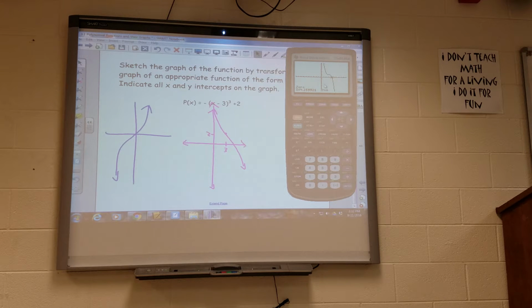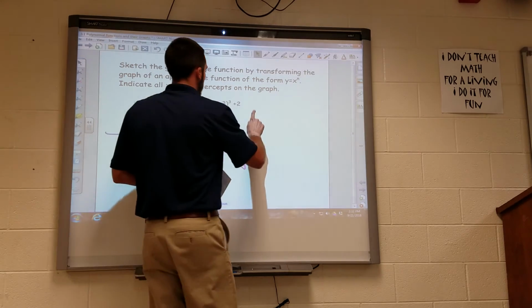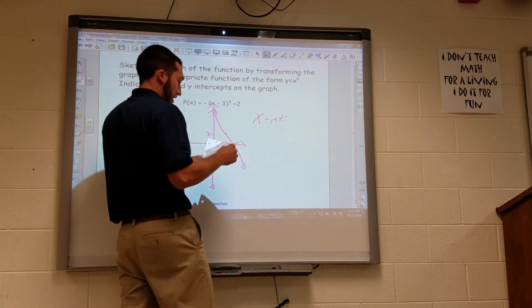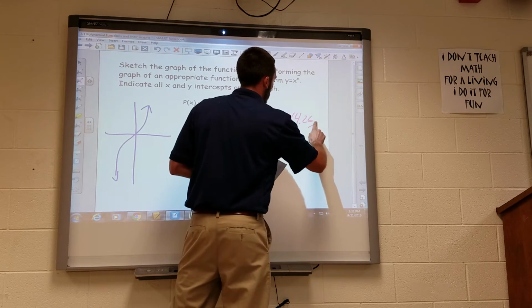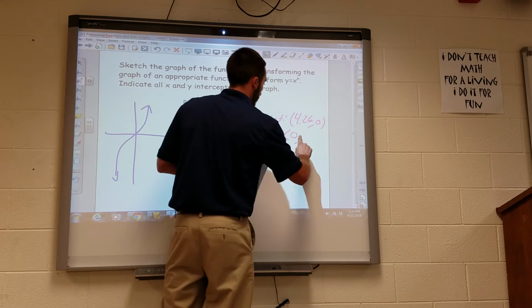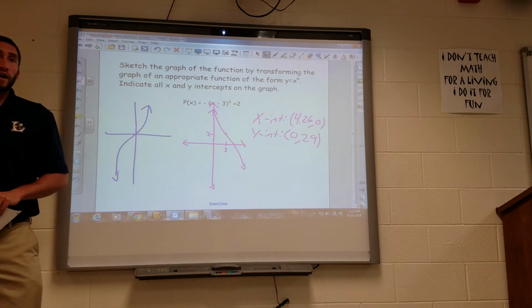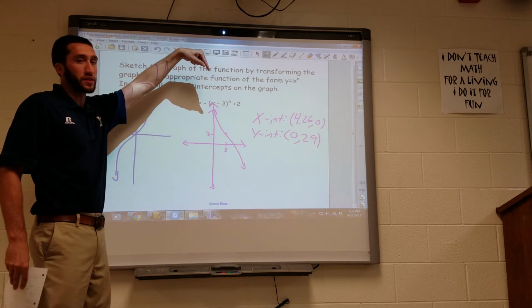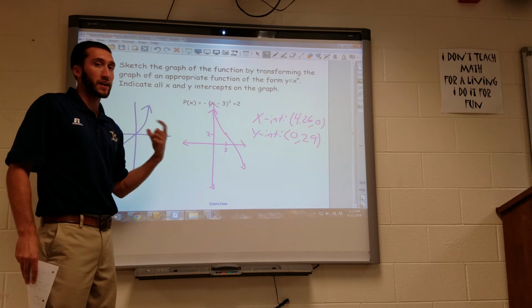To find our y-intercept, all we have to do is go to the chart and see when x equals 0, y equals 29, because when x equals 0, that's when we're hitting the y-axis, right? So using our calculator, we can see the x-intercept was 4.26, and the y-intercept was 29. What we should gather from this is that we can use the same sort of transformations that we learned in chapter 2 to manipulate our graphs again in chapter 3.